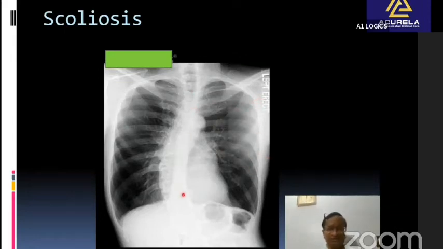Then see here, the scoliosis is so much. If there is so much scoliosis, we should interpret this first, because we may interpret this as disease. So just see the bones.